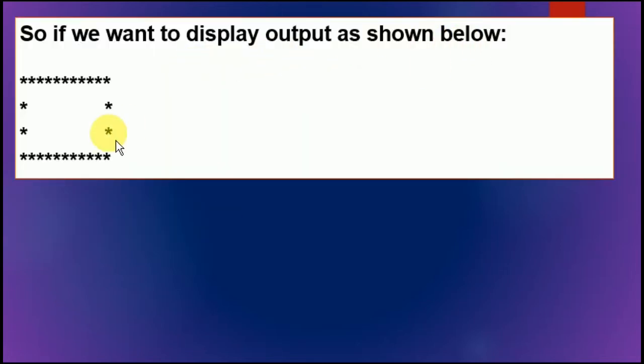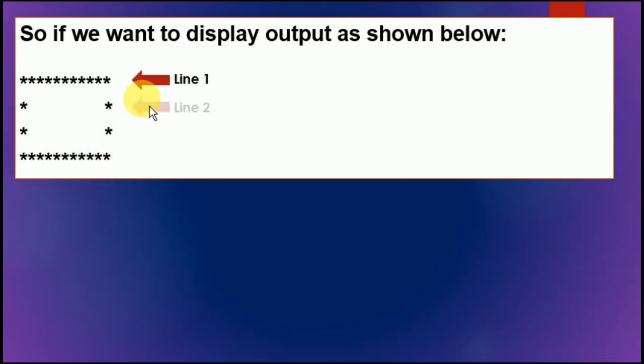Now we are going to display the output as shown below. There is one line of stars, then a line with one star, then a gap, and at the end one more star. Then in the third line also there are two stars, and between these two stars there is a gap. In the last line, the stars are printed. It means we need to display the output like this.